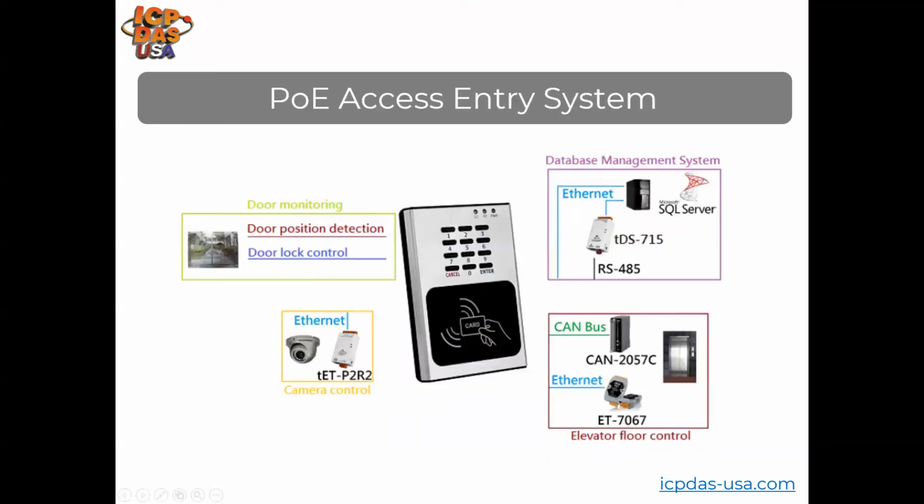PoE is widely used in access entry systems. We offer these card reader devices here, and they're powered over Ethernet, and they can determine whether the door is open or closed. They can be connected in the same network. They communicate over Modbus, and they can be used in conjunction with cameras, which can show the status of the door. And they can also be used with the gateways for communication back to a database or other equipment.